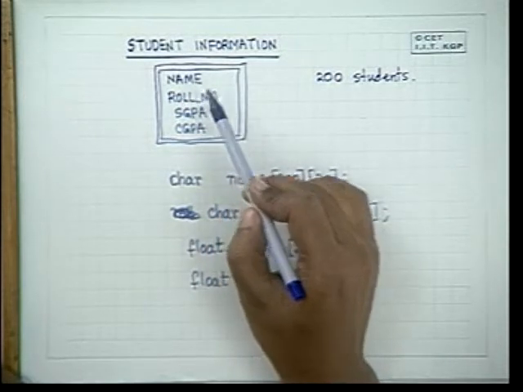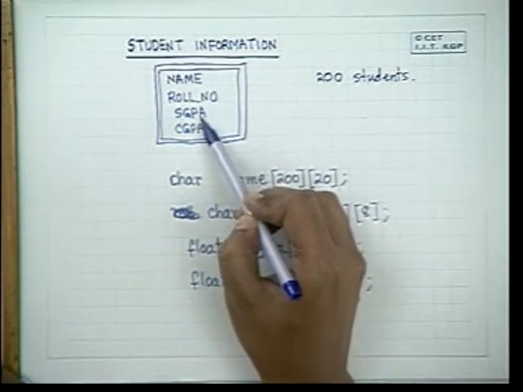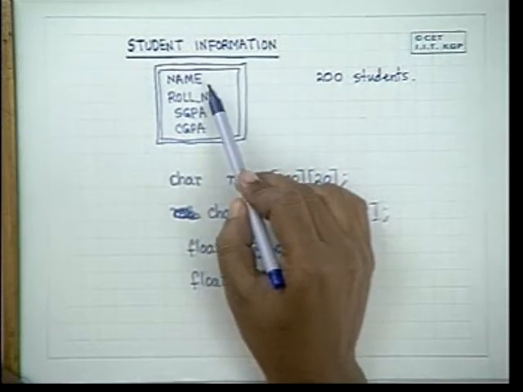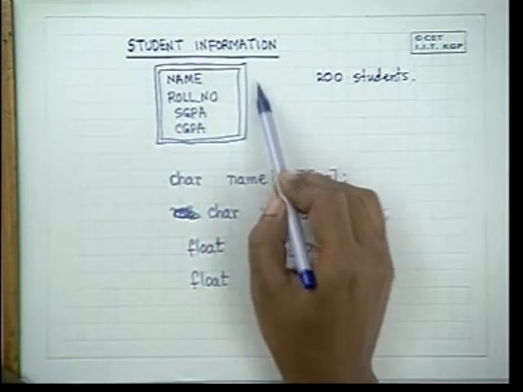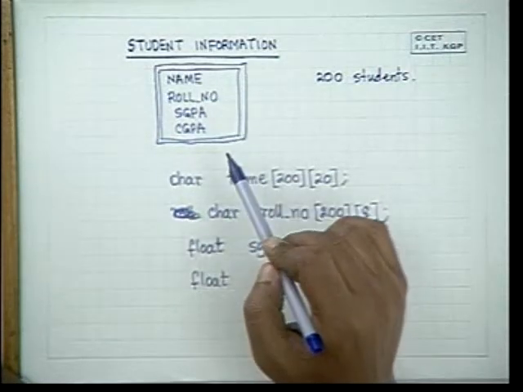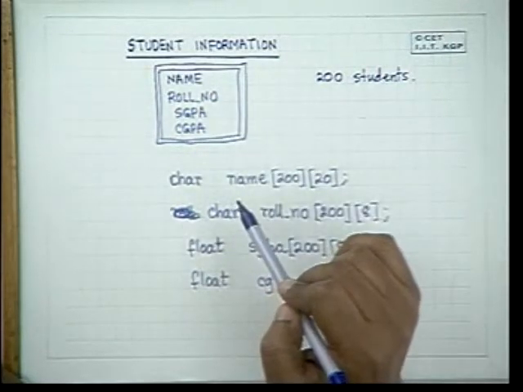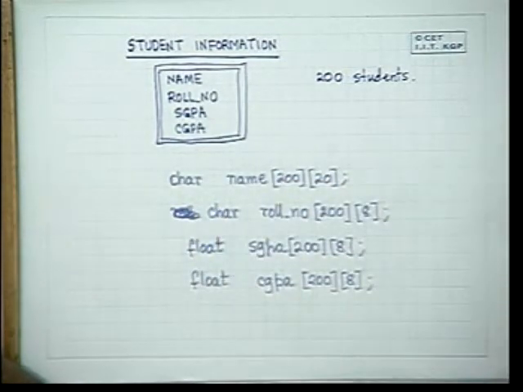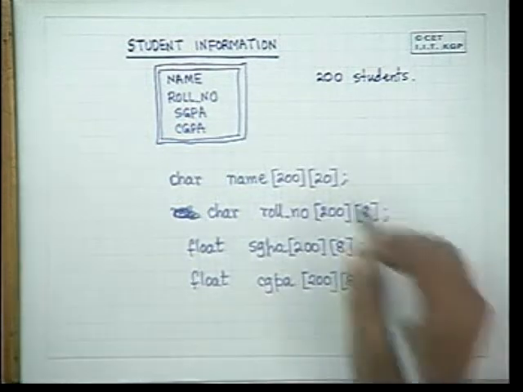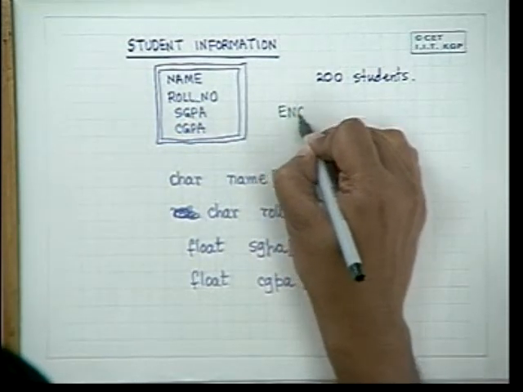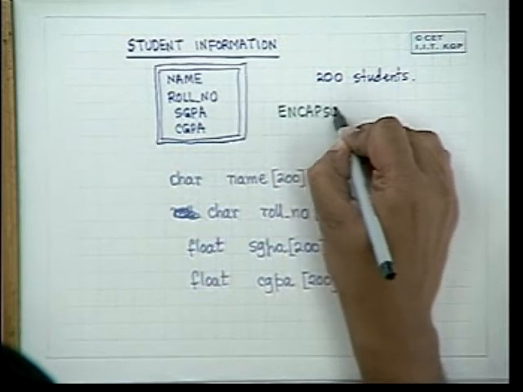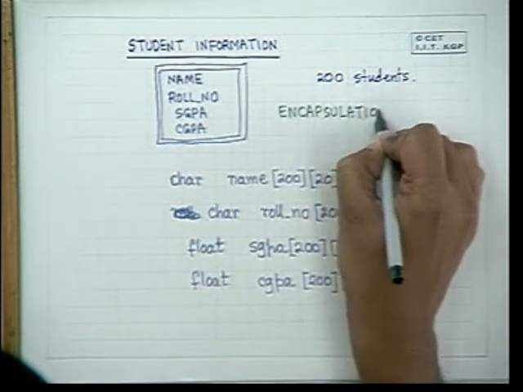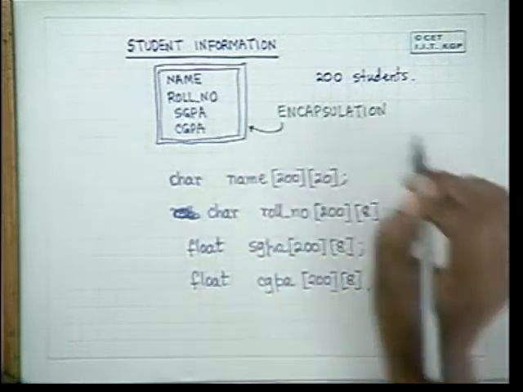Suppose we could declare in one place name, roll number, SGPA and CGPA in one form, and then keep an array of 200 of that. Then that would help us to conceptually structure the information better. This sort of structuring has got a name, and this name is called encapsulation, data encapsulation. We would like to put all this data in one capsule or one model.